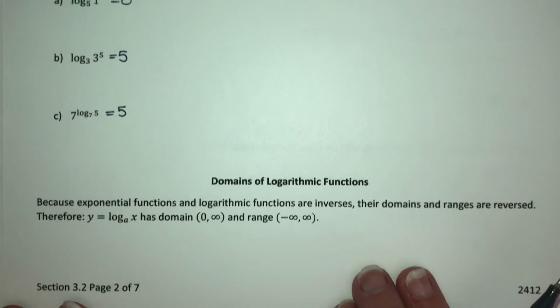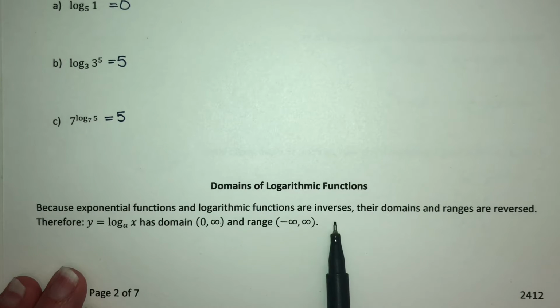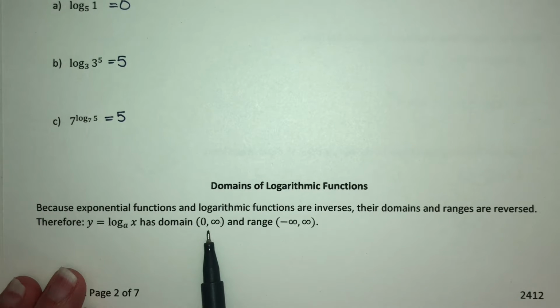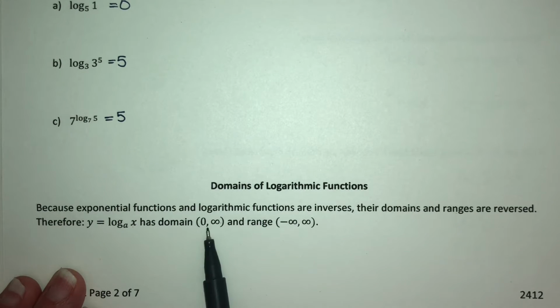Now because exponential functions and logarithmic functions are inverses, their domains and ranges are reversed. An exponential had a domain of all real numbers, and we would only get positive answers back. So for a logarithm, the argument, which is our x value, has to be positive. We can only plug in numbers greater than 0. We're not allowed to plug in 0 itself. And we will get any possible answer back. So our range can be anything, our y values can be anything, but our domain is positives.